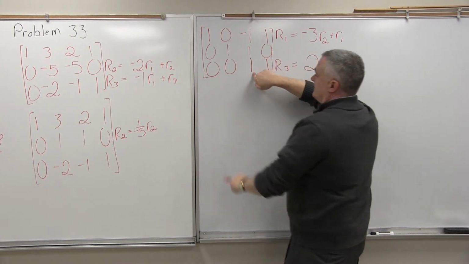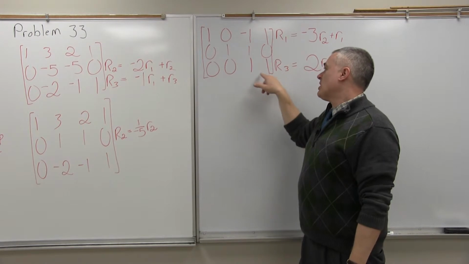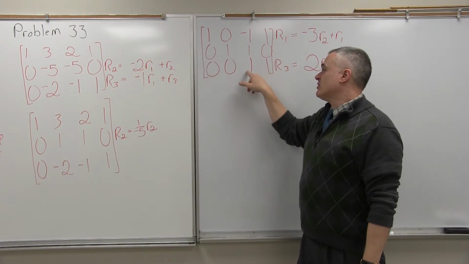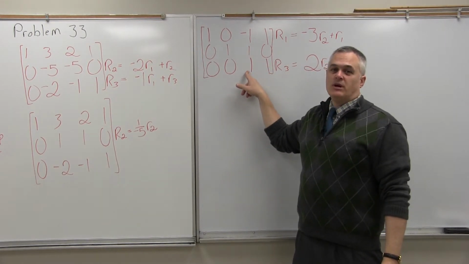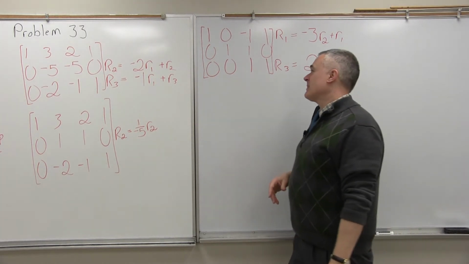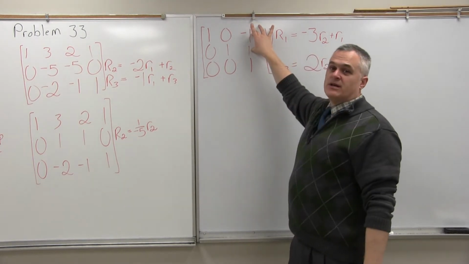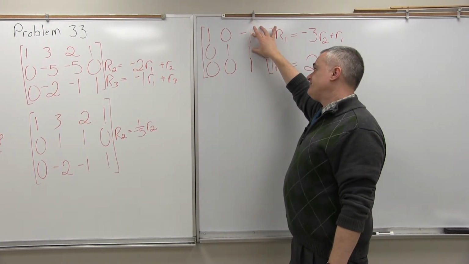Step 5, the value in the bottom, not the total bottom corner, but in the bottom of the third column, has to become a 1. Well, it is a 1. That's good. Saves us one step. So the final step, step 6, is zero out the other values in that third column.